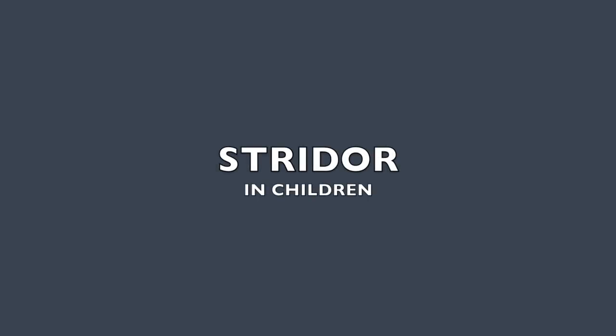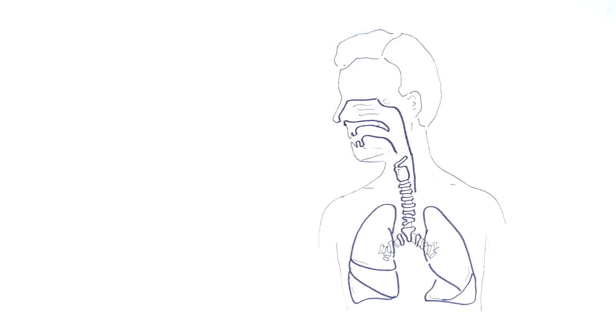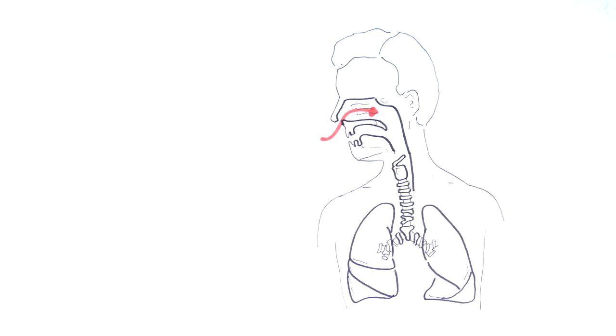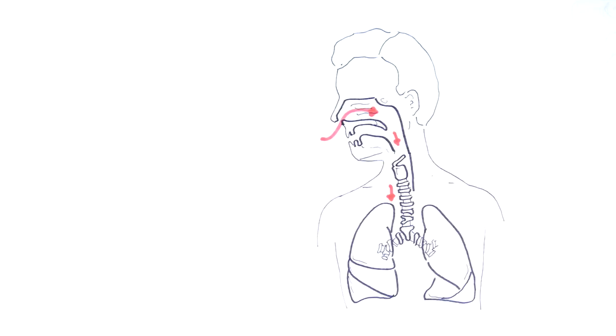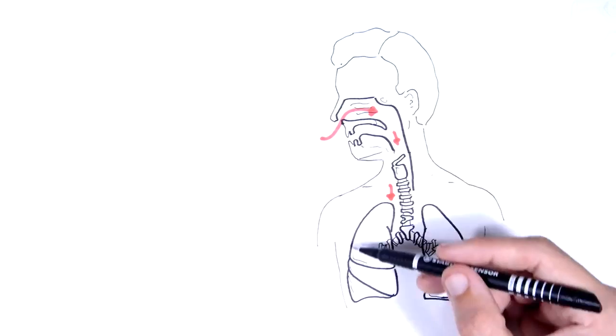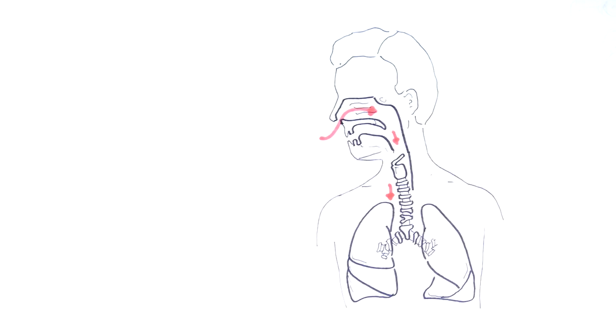Hello, in this video we're going to talk about stridor in children. Stridor is a sound predominantly heard during inspiration. It is caused by partial obstruction of the large airways that result in turbulent airflow in the respiratory passage. Stridor is defined as a high-pitched, monophonic sound that is usually loud and can be heard without a stethoscope.